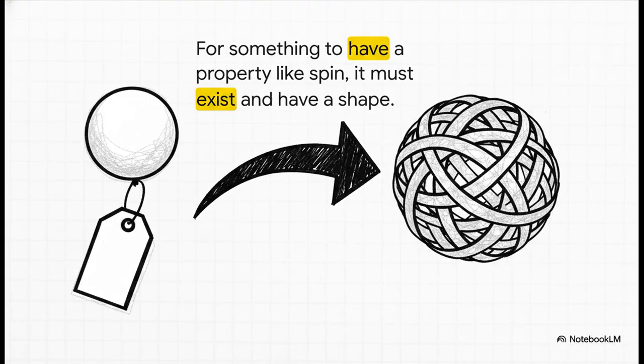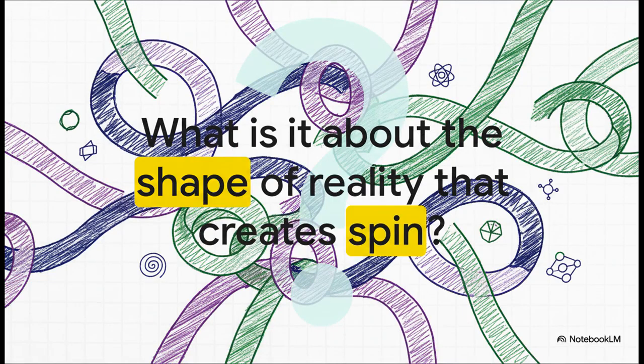And this is where the thinking takes a really crucial turn. Think about it. A property isn't just a label you slap on something. For a particle to have spin, it has to be made of something. It needs some kind of physical structure that allows that property to even exist in the first place. So this completely reframes the whole problem, doesn't it? We're not just trying to describe spin with numbers anymore. We're asking, what is the actual physical shape? What's the geometry of a particle, or maybe even of reality itself, that creates this thing we call spin?